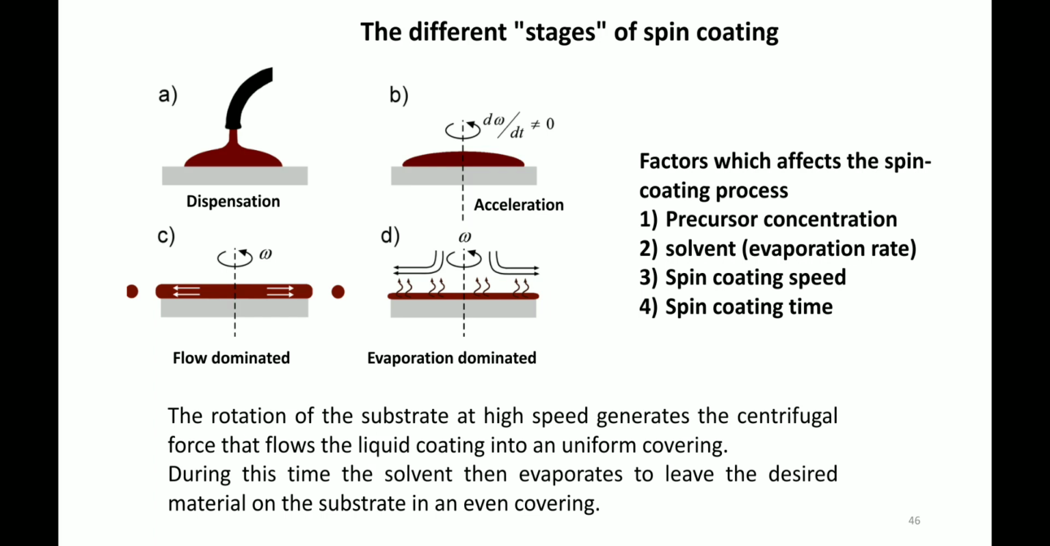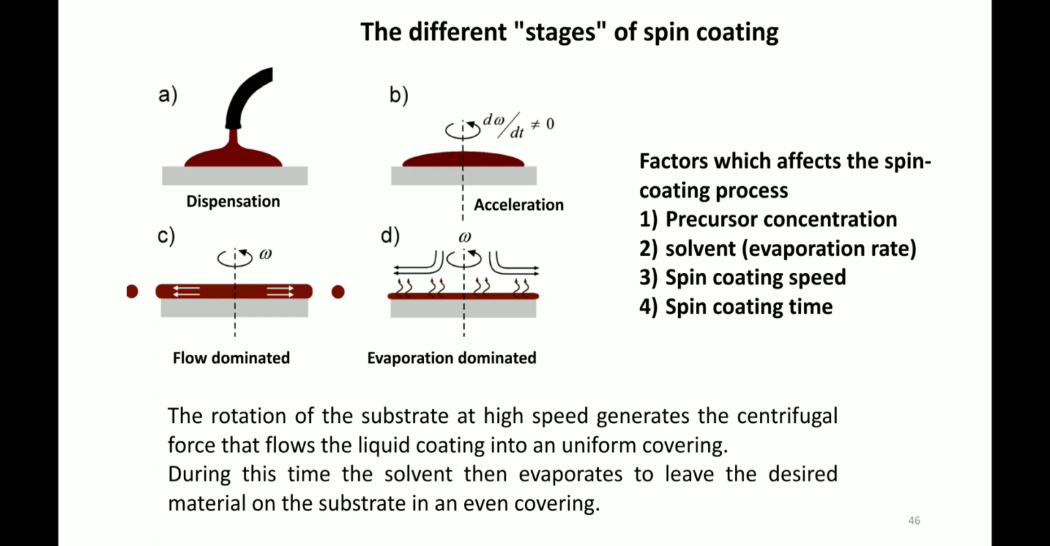Now you can see the schematic representation of the different stages of the spin coating process, in figures A, B, C and D. In figure A the first step is dispensation. Dispensation means you have a substrate and now you are going to put your solution on the surface of the substrate. That process is called dispensation.